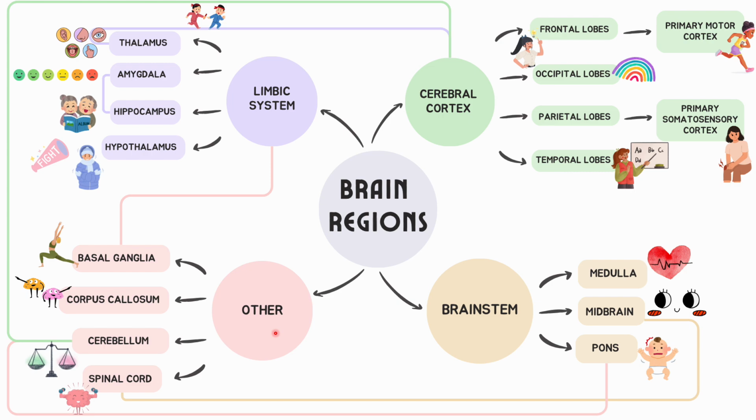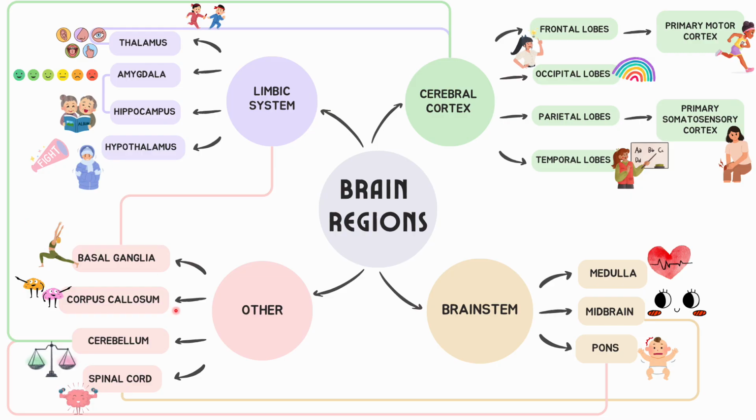Lastly, the other section incorporates the cerebellum, spinal cord, corpus callosum, and the basal ganglia. The basal ganglia assists with the initiation and control of movement. It also works closely with the limbic system, as demonstrated again by the connecting line. When working together, the reward signals influence the basal ganglia's role in what actions we do or do not use.